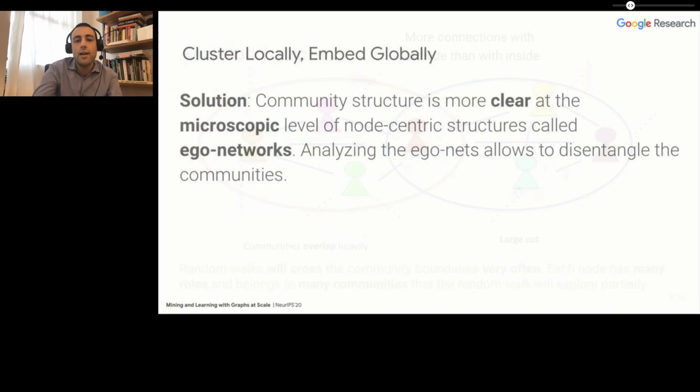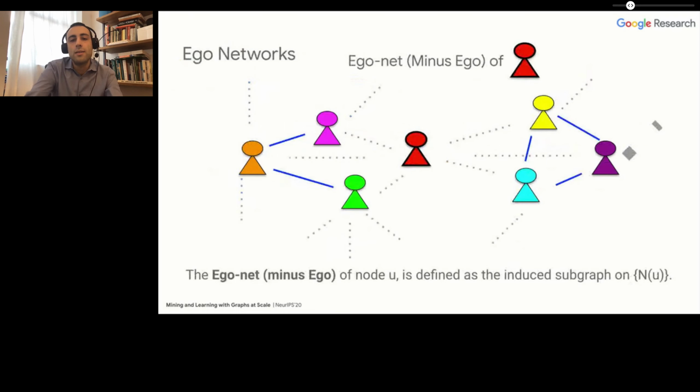This is something that has already been observed for random walks even before the embedding technology started to become prominent. But there is a solution, which consists in analyzing, instead of the macroscopic structure of the graph, the microscopic node-centric structure of the graph. In particular, we can look at ego networks. And what I'm going to show you is that by looking at ego networks, we can actually disentangle these communities to which the node belongs. And so this is the idea.